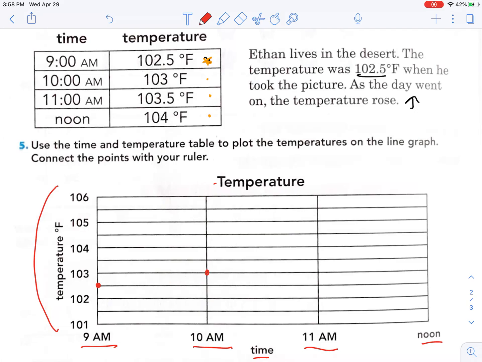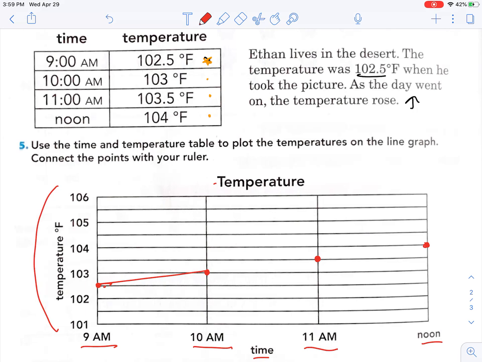Okay, so at 10 o'clock, what time is it? Well, it was right at 103. Awesome. What about at 11? At 11 o'clock, it was 103.5, so halfway between 103 and 104. And at noon, it was 104. And I'm going to see if I can try and use this piece of paper. I will try and see if I can get a nice straight line.